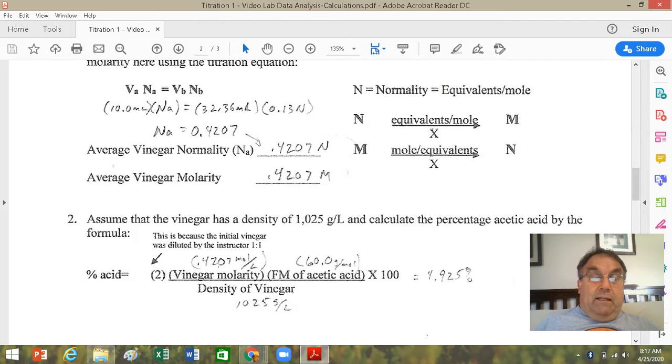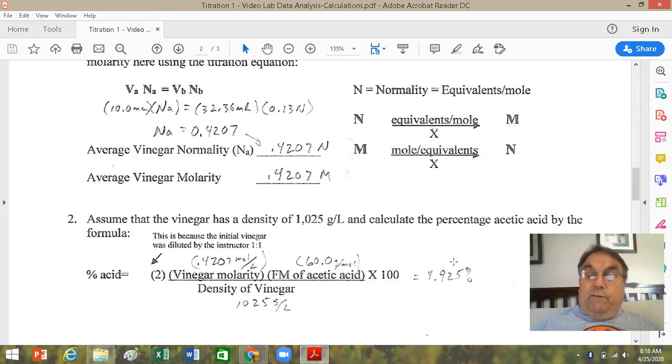So when we take this times this divided by this, and the reason we have to double it is, if you remember from the video, I diluted the vinegar 1 to 1 so that we didn't have to use as much solution. So we have to double our final answer. When we do that, we get 4.925%.